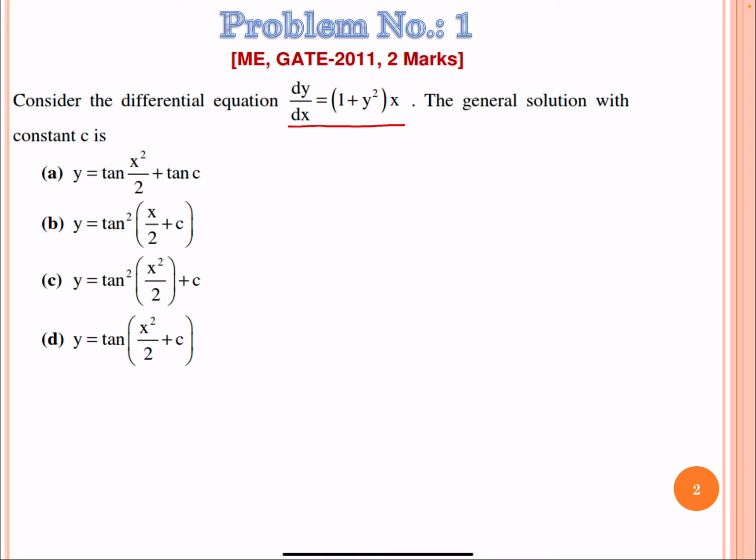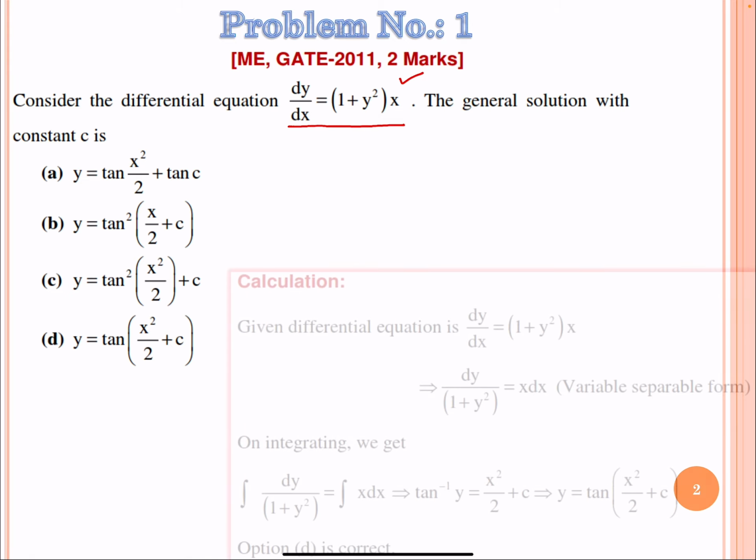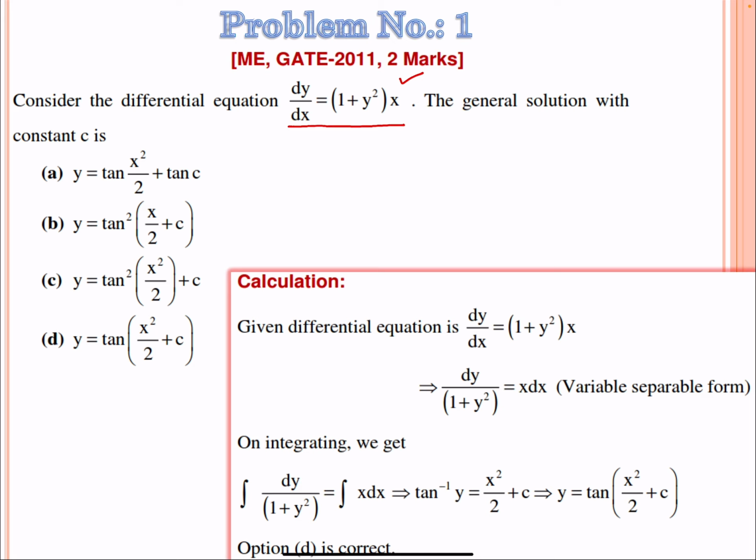Which option is correct? So we have been given this differential equation, which is an ordinary differential equation, and y is the dependent variable, x is the independent variable, and the order of this differential equation is 1, the degree is 1. Clear? So we can solve this type of equation by converting it into a variable separable form, meaning we can separate the variables x and dx on one side and y and dy on the other side. So this differential equation is equivalent to dy over 1 plus y square is equal to x dx. So it becomes a variable separable form.